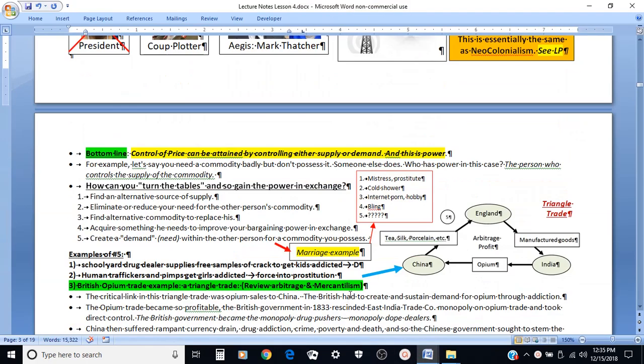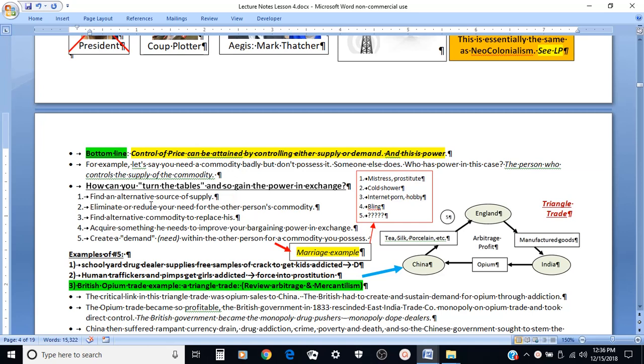Okay, so bottom line is control of price can be attained by controlling either supply or demand, and this is power. For example, let's say you need a commodity badly, right? You don't possess it. Someone else does. So in that case, who has power, right? Well, of course, it's the person who possesses that commodity, right? So the natural follow-on question is, how can you turn the tables and so gain power in exchange? Well, there's five fundamental ways.